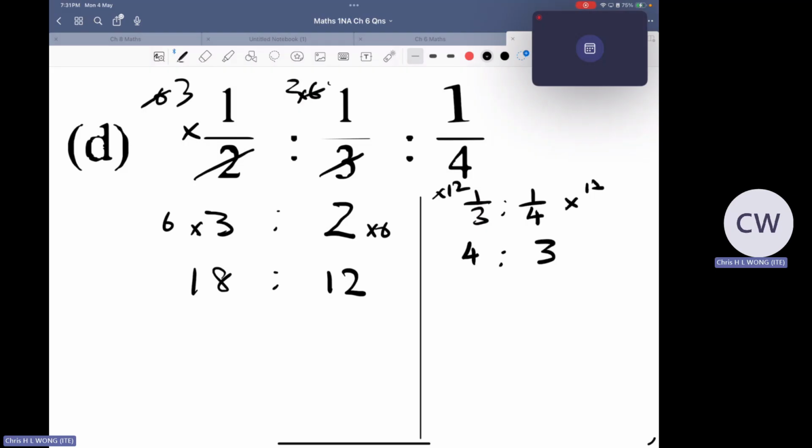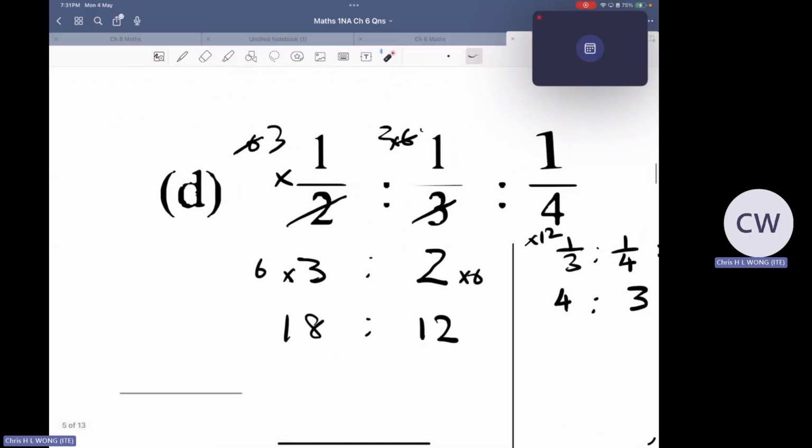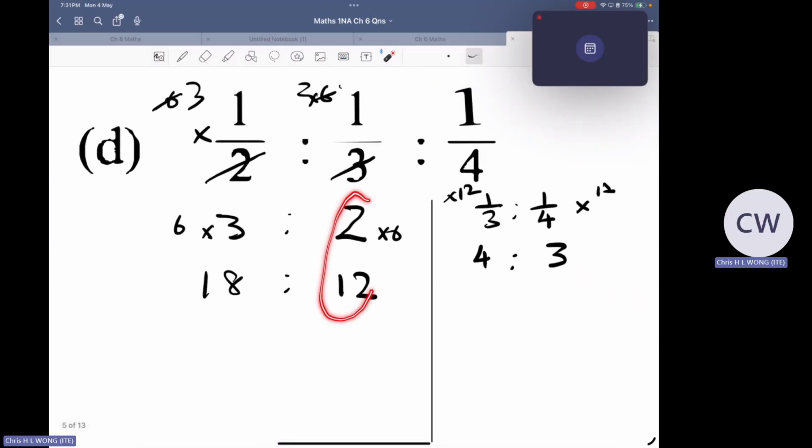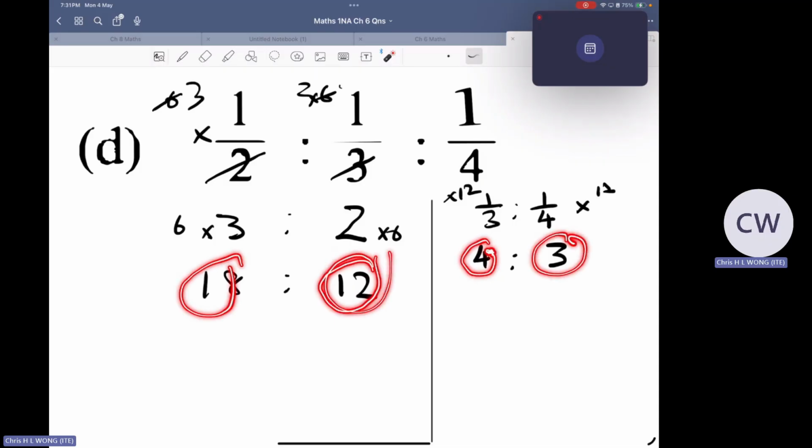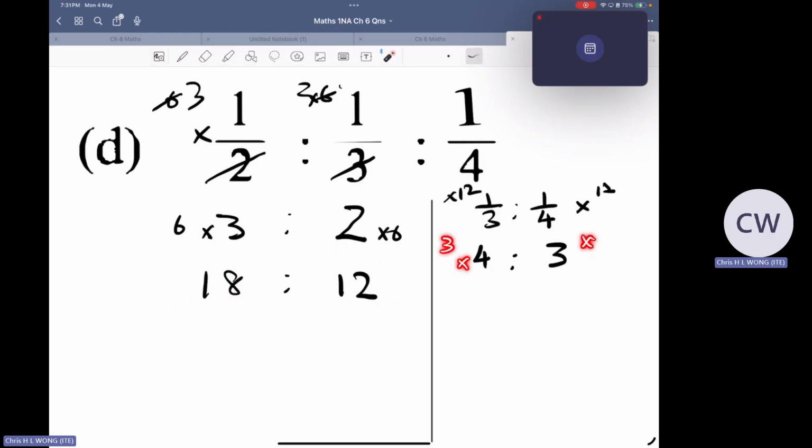Now what I want, you must understand, is that this number and this number must be the same, because they're the same number. So if I have a 12 here, I must make this also a 12, so that this equals this equals this. To make this into a 12, I times 3. Times 3. So that will give you 12 is to 9, right?